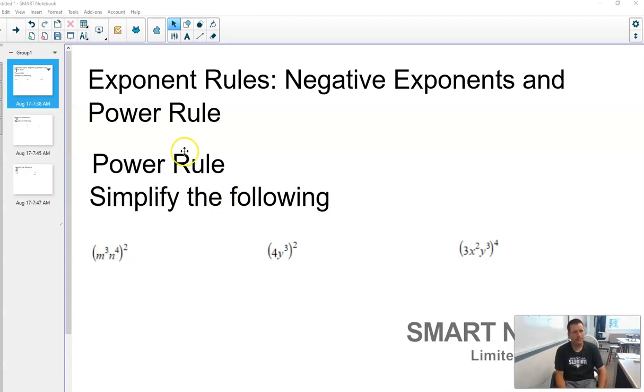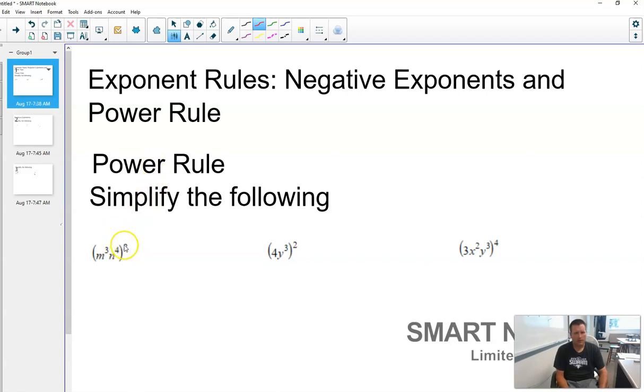All right, here we are again, going through the last couple of rules with our exponents. Then we'll use these and see where they're useful. We're going to go through what we do when we have negative exponents and what we call the power rule. We're going to start with the power rule.